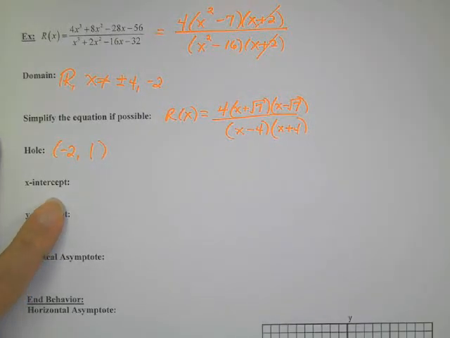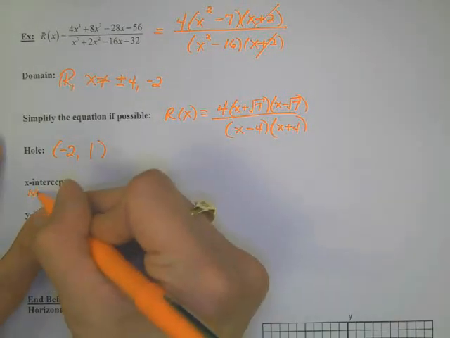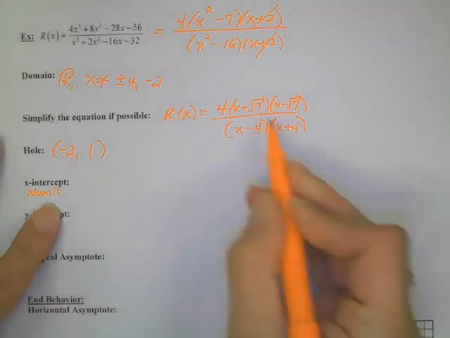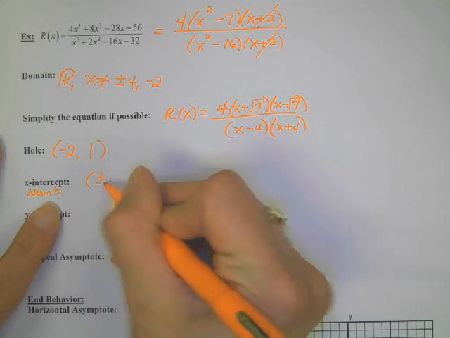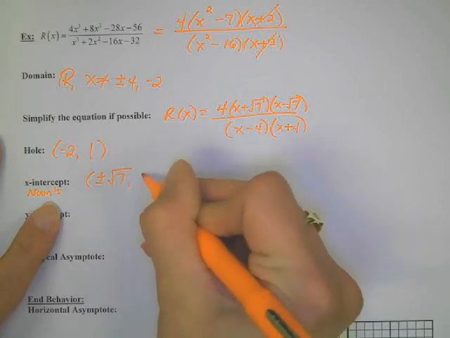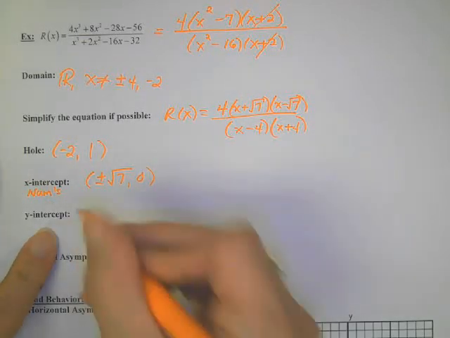X-intercept. Remember we said where to look? Look in the numerators. Look in the numerators. And the numerators are factored. So we're going to have intercepts at plus minus radical 7, comma 0.